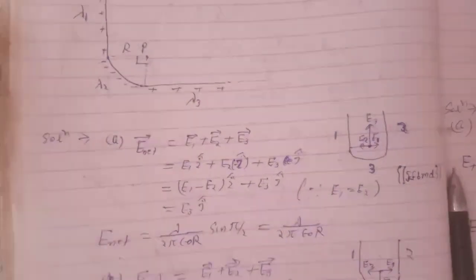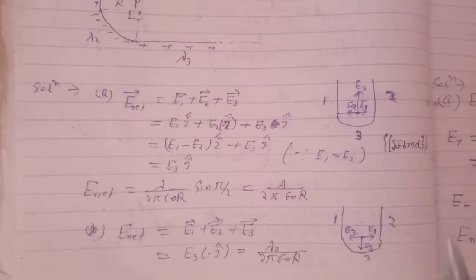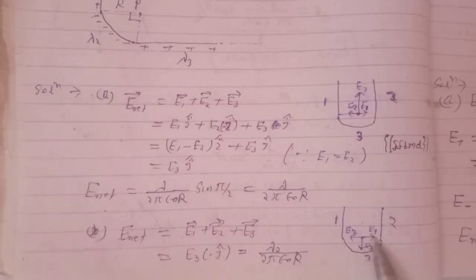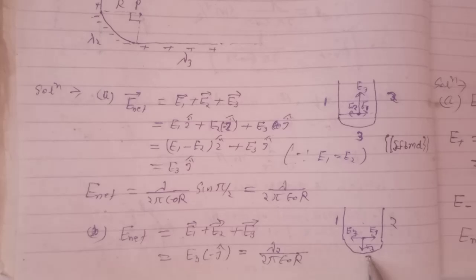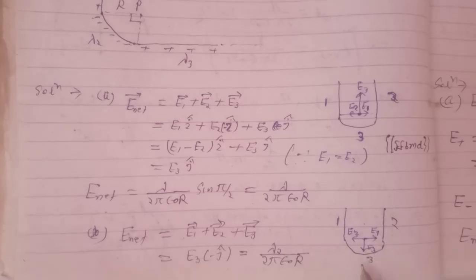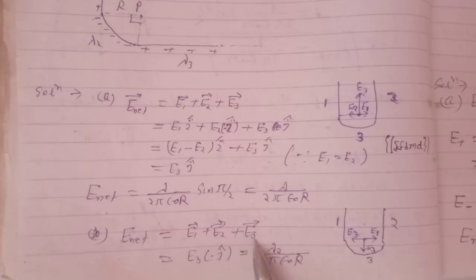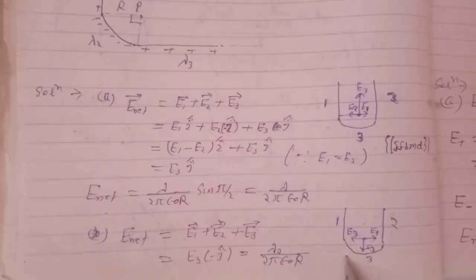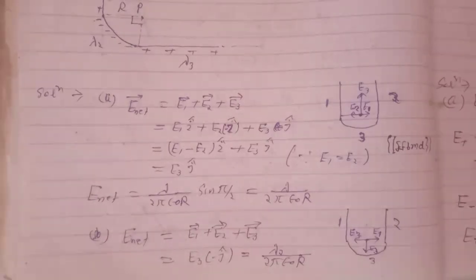In case 2, these are positive line charges, but these are negative, so the electric field at this point will be in this direction. Again E1 and E2 will cancel out, and we are left only with E3, which will be in this direction, minus j cap. So if the linear charge density is lambda 2, then it will be lambda 2 by 2 pi epsilon naught R.